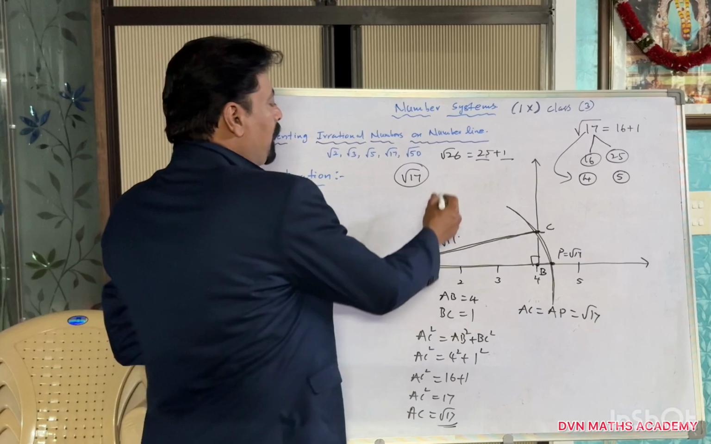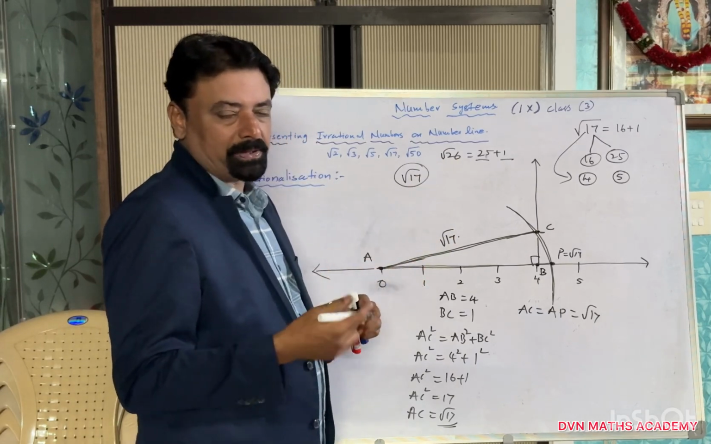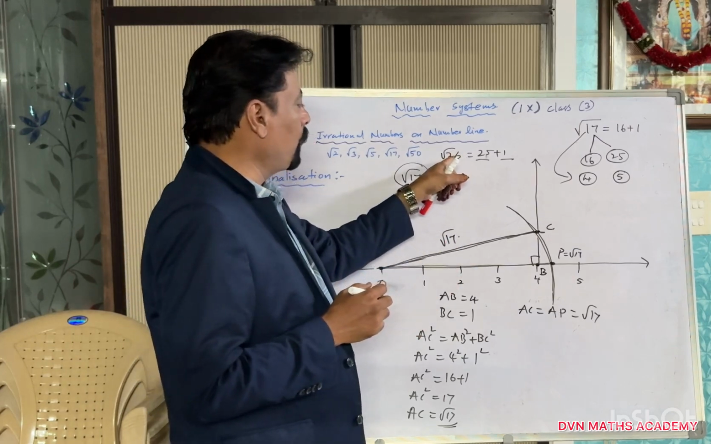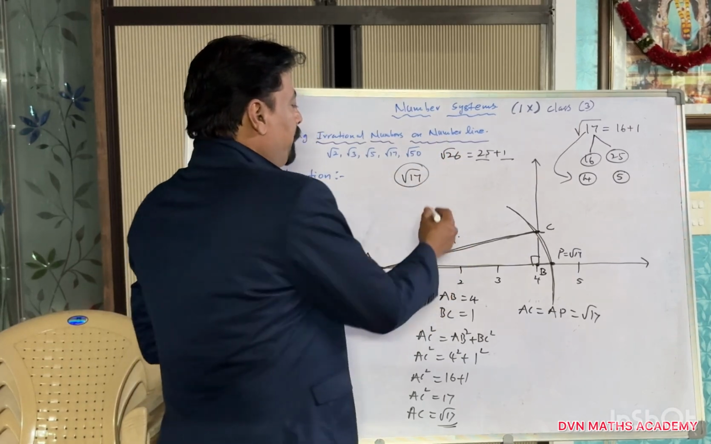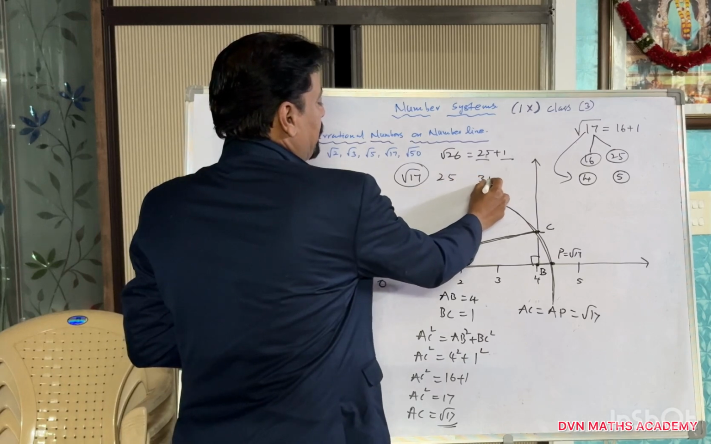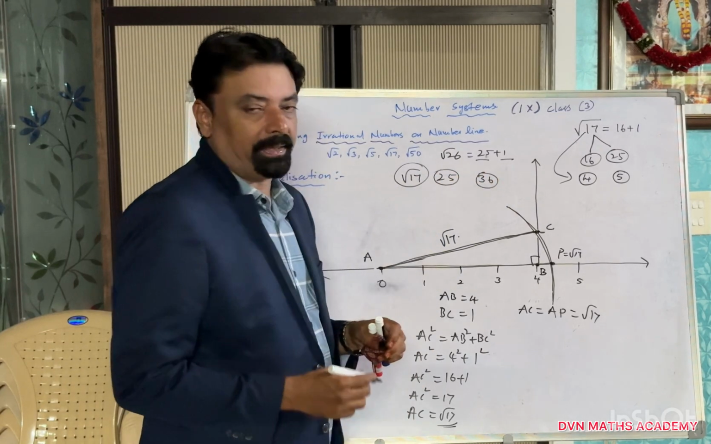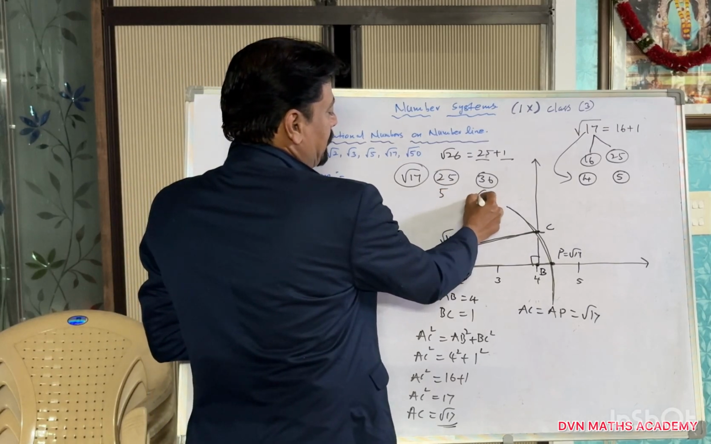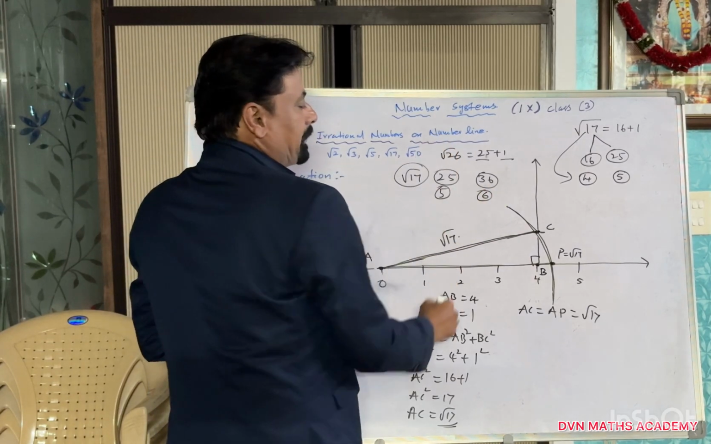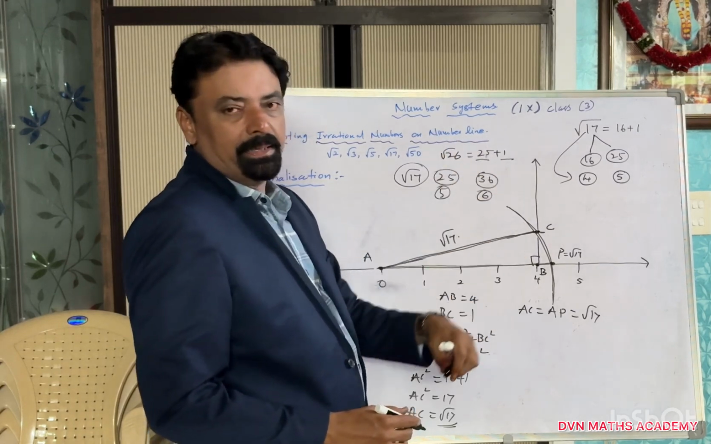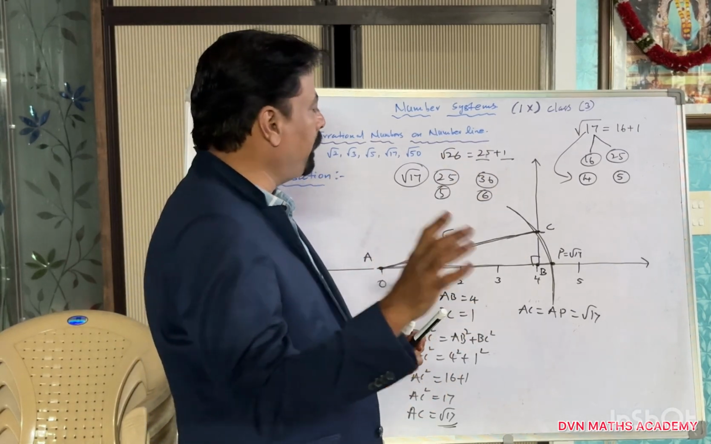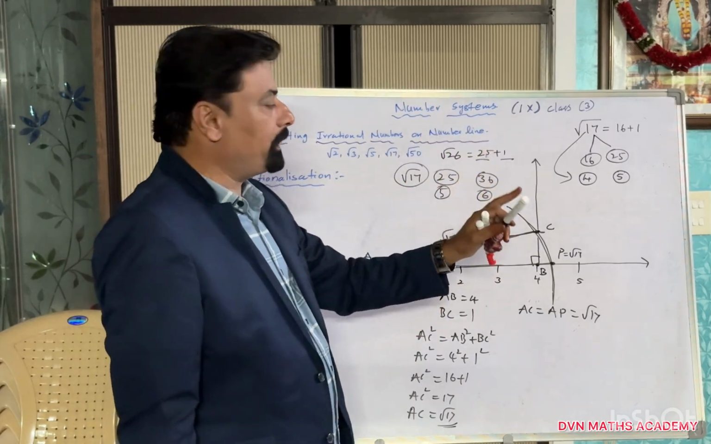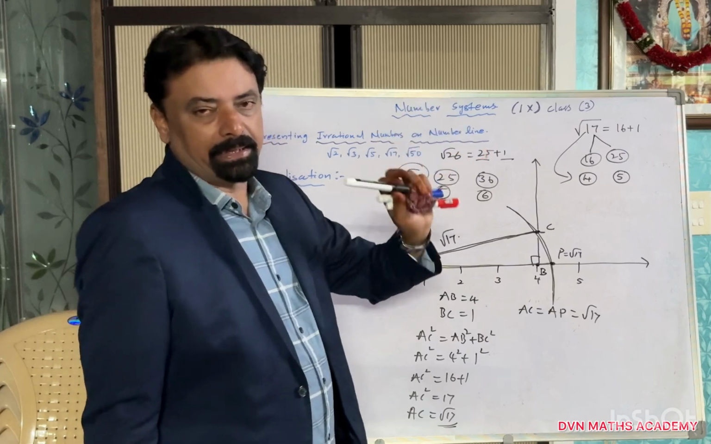Now what I want to do, first you want to estimate where root 26 will be on the number line. Root 26 will be in between 25 and 36, I mean in between these two perfect square numbers. So 25 is 5 square and 36 is 6 square. Therefore, the value of root 26 will be between 5 and 6. This is the first step, you are required to estimate the value of root 26.